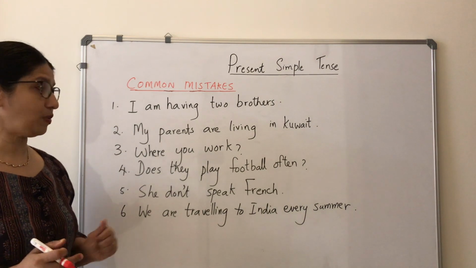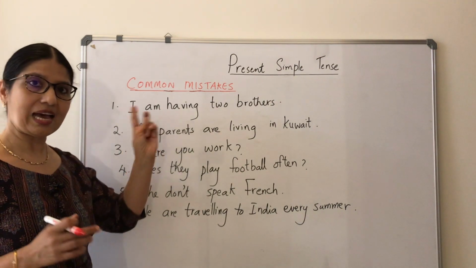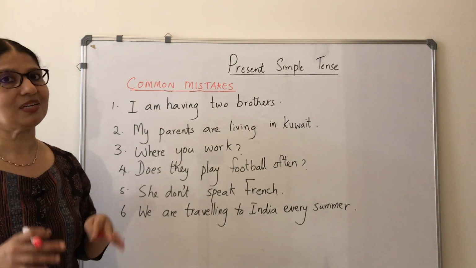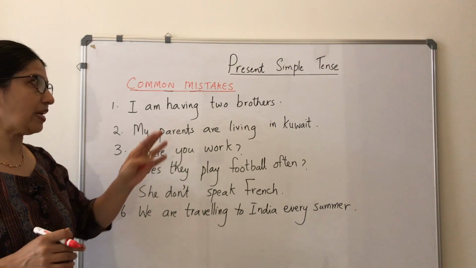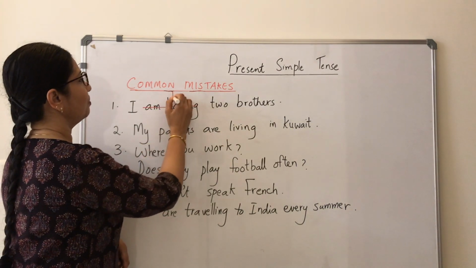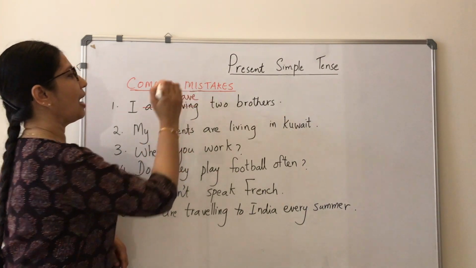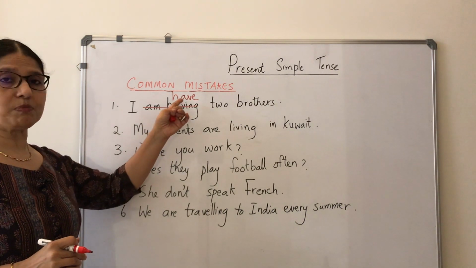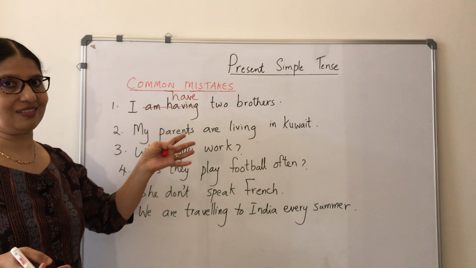The verb we have used is am having. Have is a state verb, and you know that we cannot use a state verb in the continuous form. No ing here should be used. So the mistake is here, we are going to use have. I have two brothers. It's a state verb which shows possession or relation.